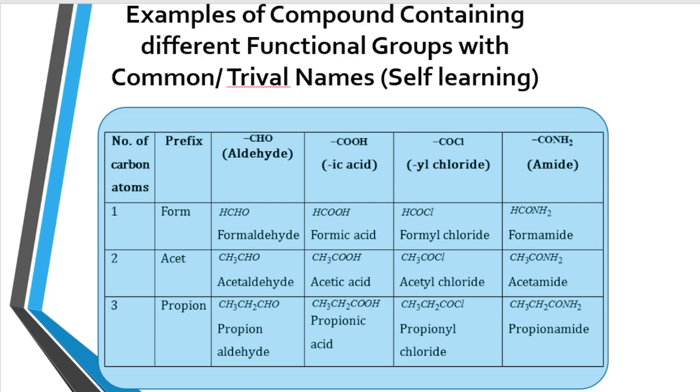And here we go for the next topic, the examples of compounds containing different functional groups with the common names. See, this is the best table I can say for the common names. Even the common names can be systematically studied and remembered. These are all self-learning tables. Definitely, this is one of the rarest tables I have seen so far.